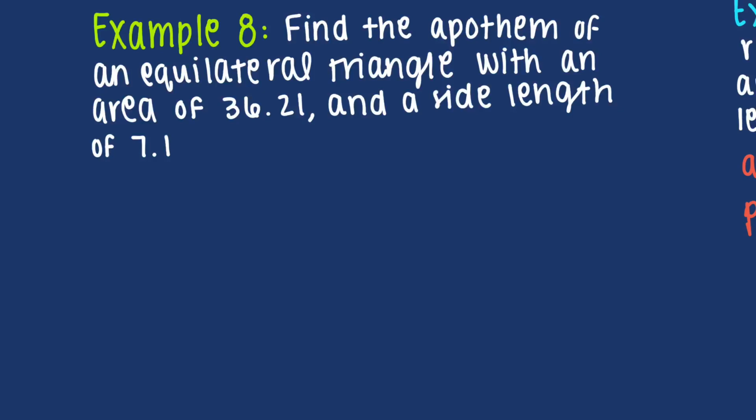In your last example, example 8, I ask you to find the apothem of an equilateral triangle with an area of 36.21 and a side length of 7.1. So here I'm still going to write my formula. Area equals apothem times perimeter divided by 2. I know that there is an area, so big A is 36.21. And I know my side length, so I'm going to call it s, is 7.1. But I need my apothem, which is what I'm searching for, and my perimeter.